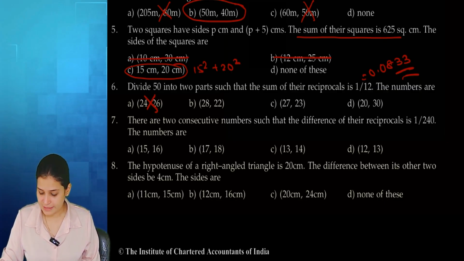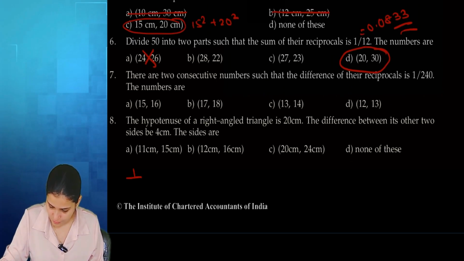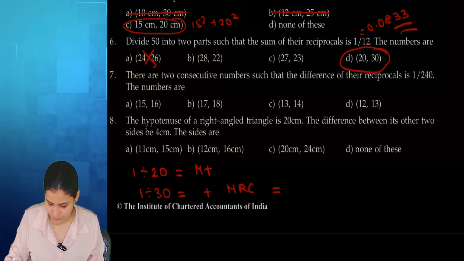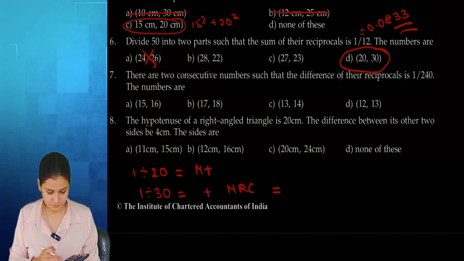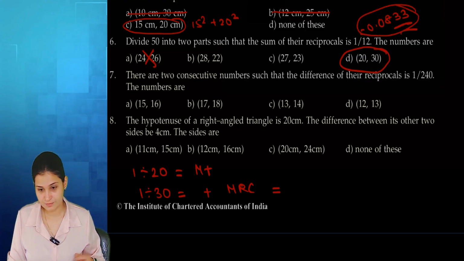Now everybody, let's try for 1 by 20, the option D. So press 1 divided by 20 equal M plus 1 divided by 30 equal plus MRC equal. 0.08333. It matches. So option D is the correct answer.